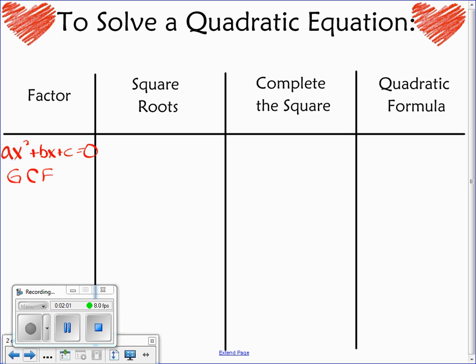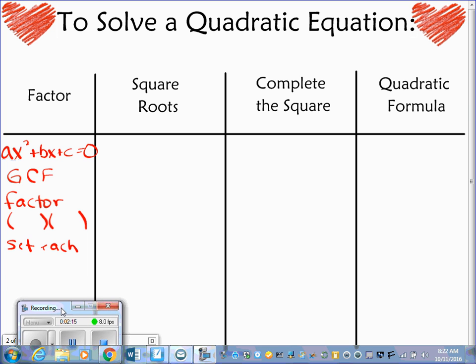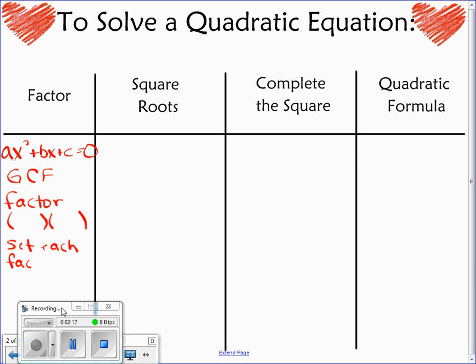A lot of you don't like that stuff and forget it. So look for the GCF. Then you want to factor, right? That's where you factor in 2 sets of parentheses. And then set each factor equal to 0 and solve. All right, that was the factoring.